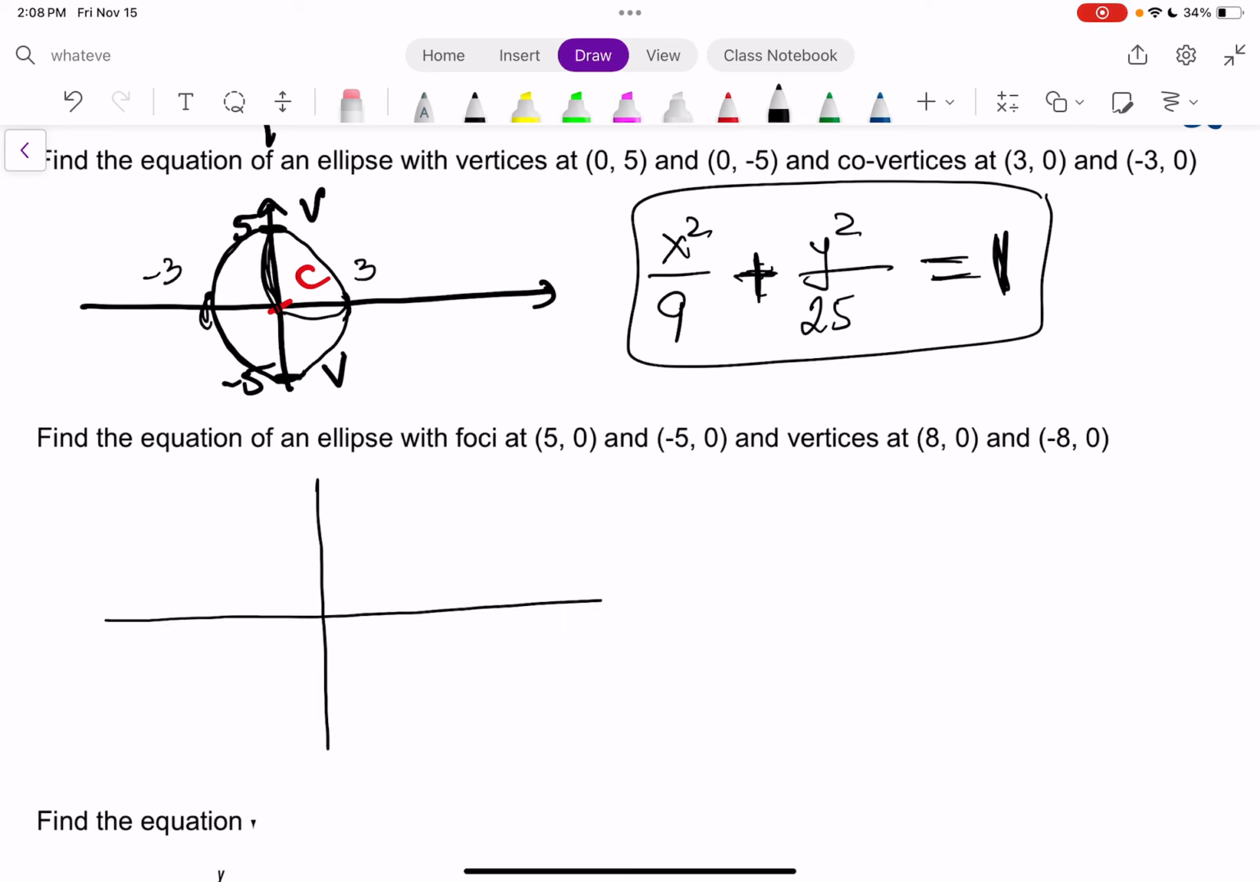So here's another one that gives you the foci and the vertices this time. Let's find this one more time, just like the first problem we did. The foci are at 5, 0 and -5, 0. The vertices are 8, 0 and -8, 0. So again, the center has to be smack halfway through the middle.